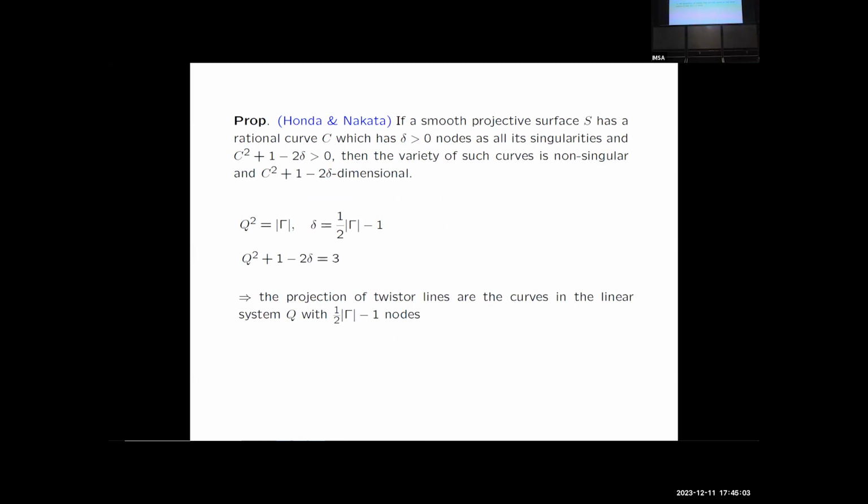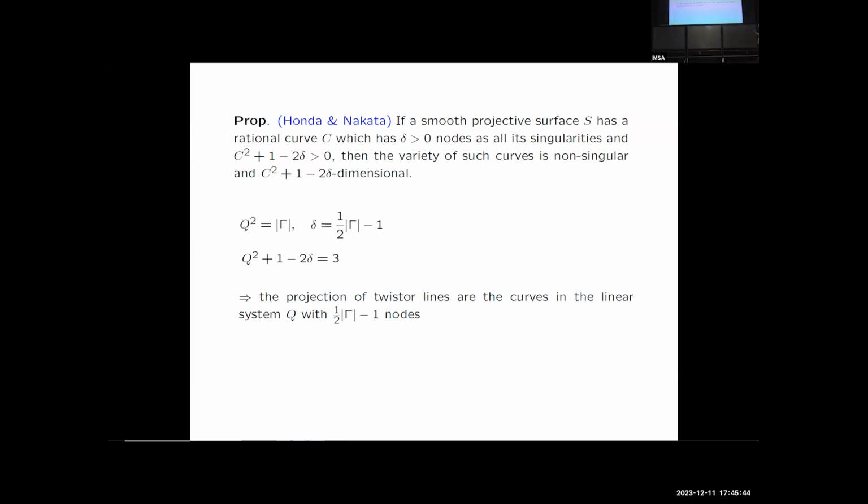If a smooth projective surface has a rational curve C, which has delta nodes, with all the singularities, and this property holds, then the variety of such curves is non-singular. So this is a theorem about deformations of nodal curves in any surface. In our case, you see Q squared is this, so you'll see what happens. What we find is that the variety of curves is non-singular and 3-dimensional. That's exactly what we get by doing this projection.